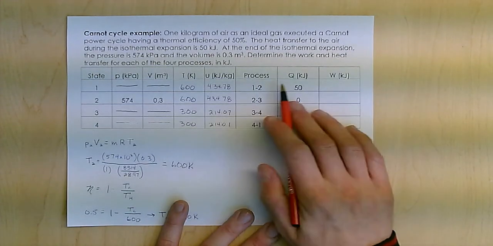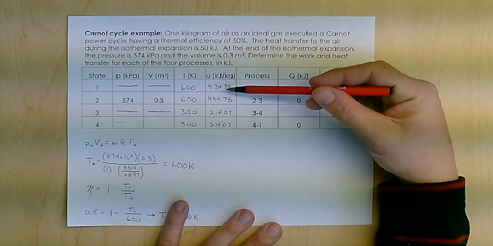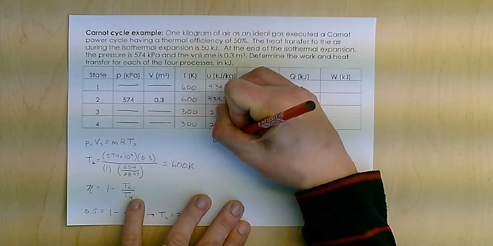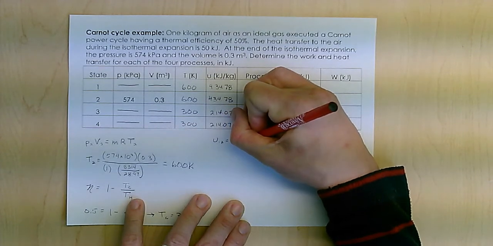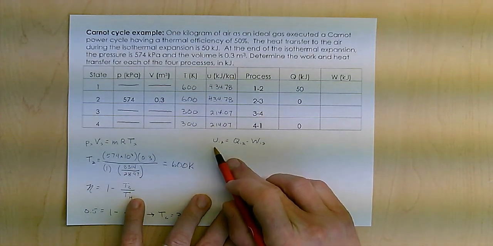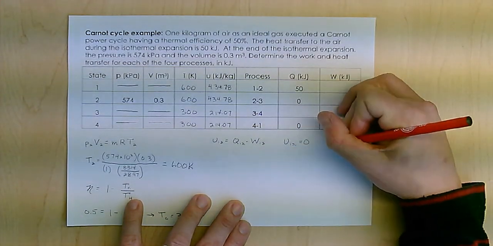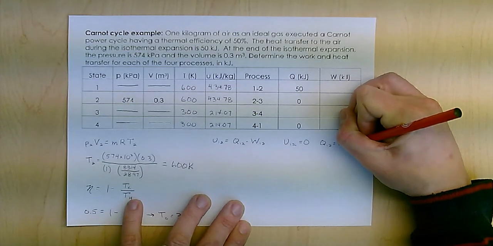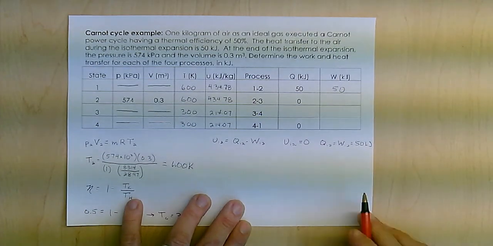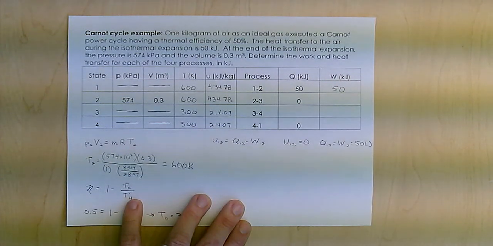Let's start with process 1 to 2, the first process. Again, U is unchanged. My first law equation is U1 to 2 equals Q1 to 2 minus work 1 to 2. If U1 to 2 is 0, because U2 minus U1 is 0, that means Q1 to 2 equals work 1 to 2 equals 50 kilojoules. So work here is 50, and again, that's for the isothermal processes where the U values are constant.